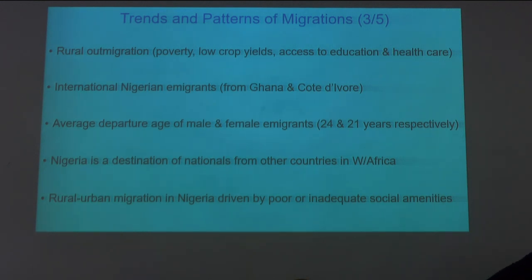Now, rural out-migration is mainly driven by poverty, low crop yield, and inadequate access to education and health care. Now, Nigerian international migrants, most of those who migrate out of Nigeria normally move to countries like Ghana and Cote d'Ivoire. And the average departure age of these migrants is 24 years for males and 21 years for females. Then also generally Nigeria is a destination for most African immigrants. So rural to urban migration is driven by poor or inadequate social amenities.